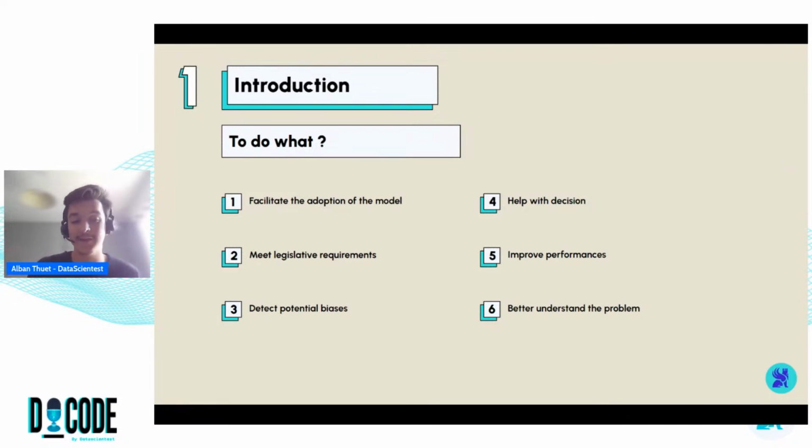So detecting potential biases is probably one of the most useful reasons why we want to use interpretability methods. The fourth one is to help with decision. This is going to be pretty quick. If you have a model that is able to detect cancer, for example lung cancer, you don't want it just to say, okay, this patient has cancer and this one doesn't, because it's very hard to trust the model 100%, and you don't want to risk people's lives in this decision.